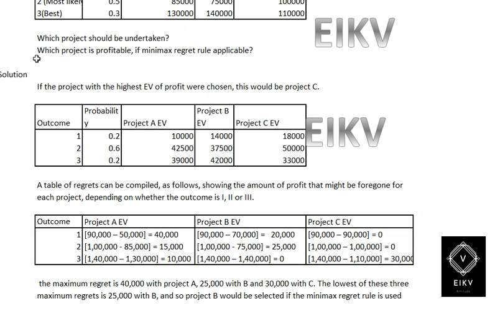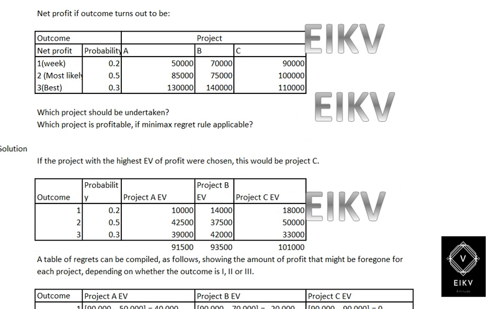For that computation, I have prepared a table containing 5 columns. Number 1, outcome 1, 2, 3, that is weak, most likely, and strong or higher demand. And then we have probability 0.2, 0.6 and 0.2. Here there is a mistake in the probability, it would be 0.2, 0.5 and 0.3. Then we have the project EV. The project EV of project A would be nothing but when we multiply probability with the outcome, where 0.2, 0.5 and 0.3 are the probabilities.